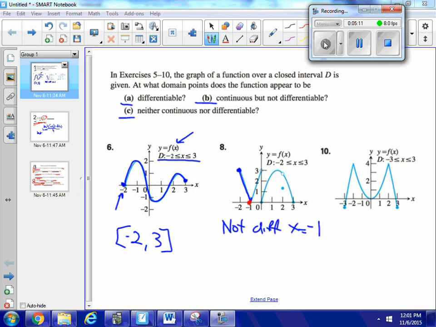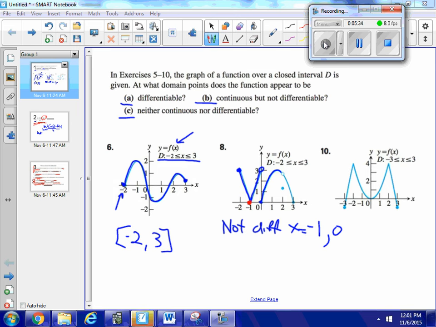After that, it's differentiable all the way until I get up here to x equals 0, where I have an open endpoint there, an open point there, and a closed point there. I have a jump discontinuity, so it's not differentiable at 0. But once I get past 0, it's differentiable, differentiable, differentiable, differentiable.